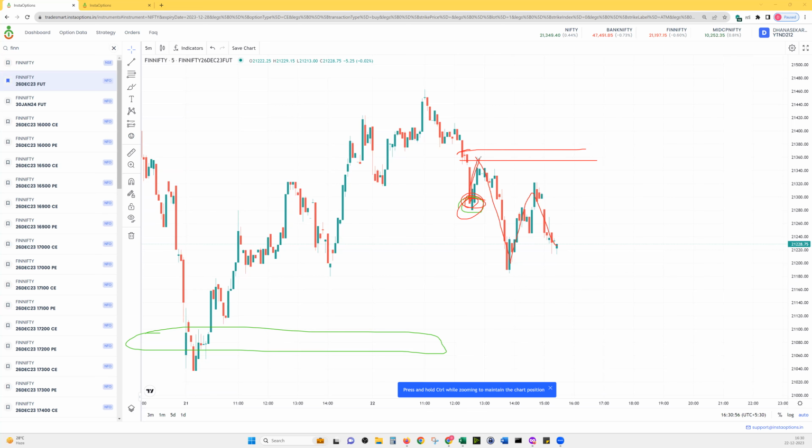It just goes up to the supply zone and then comes back. And after that, it never went up. It is totally the opposite case of Nifty, because Nifty was bullish the entire day, and FinNifty was bearish from the moment of 12:30.